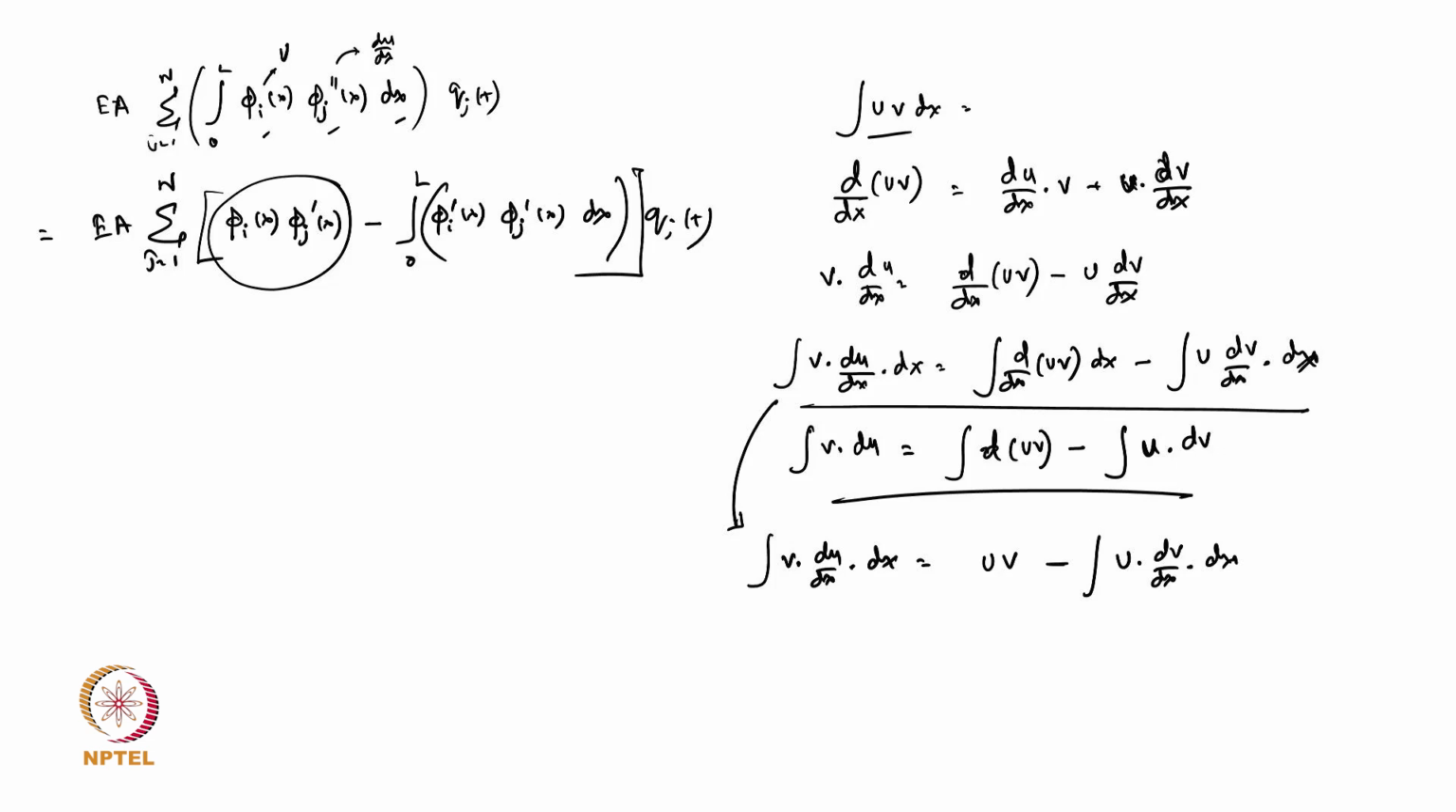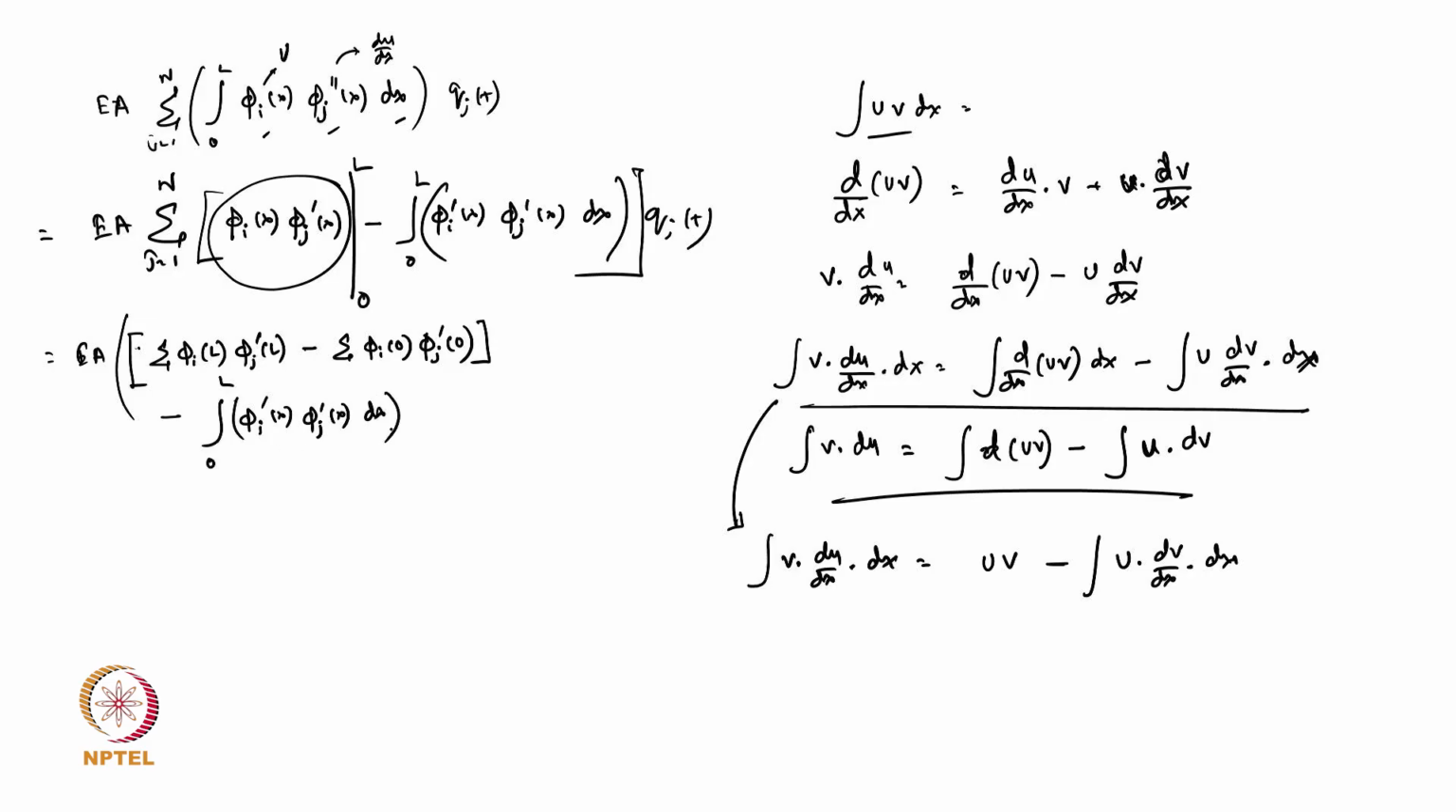The boundary condition will be substituted here, because once you have completed the integration, it will be 0 to L. So you have to substitute the values of 0 and L. That way we can write EA, then summation of phi i L into phi j dash L minus summation of phi i 0 into phi j dash 0, minus integral 0 to L phi i dash x phi j dash x dx, into qj t.